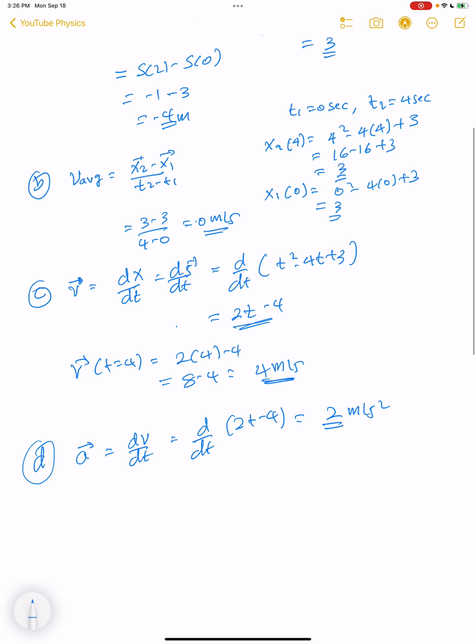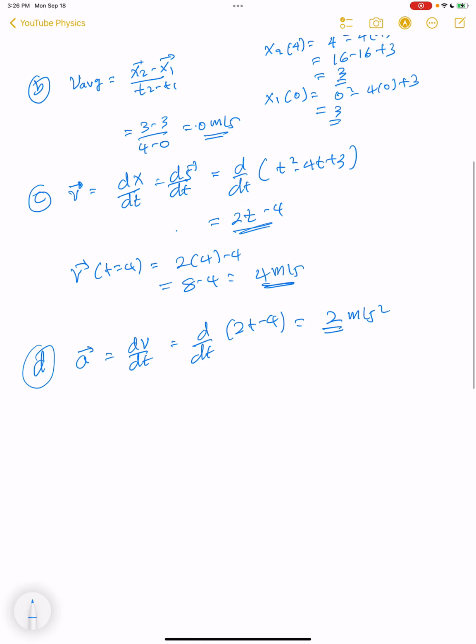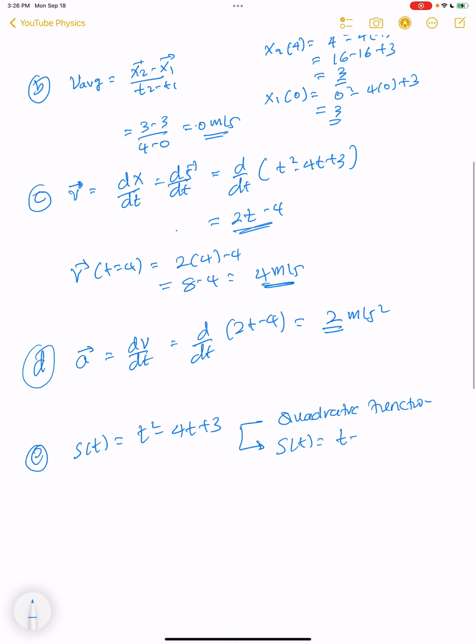And E is asking us to describe the motion of the particle and when the particle changes direction, right? So for this one, I think we want to look at what this equation is. So s of t is given by t squared minus 4t plus 3. So this is a quadratic function, right? So we can factorize this. If you factorize it, s of t will give you t minus 1 and t minus 3.